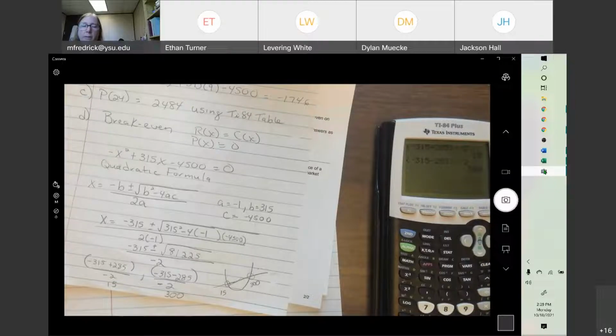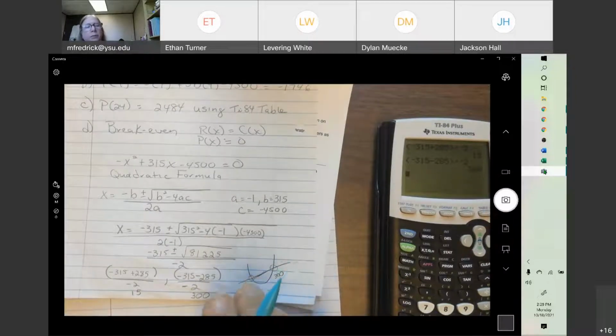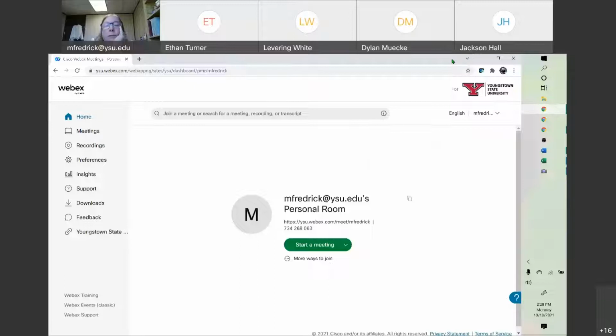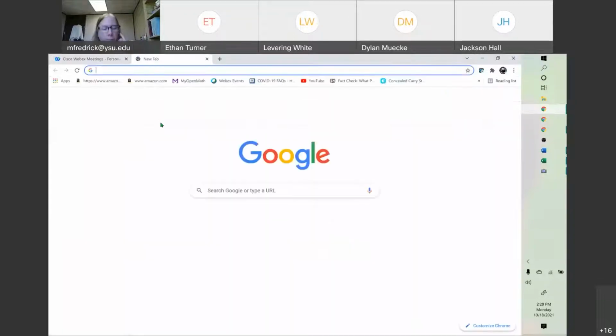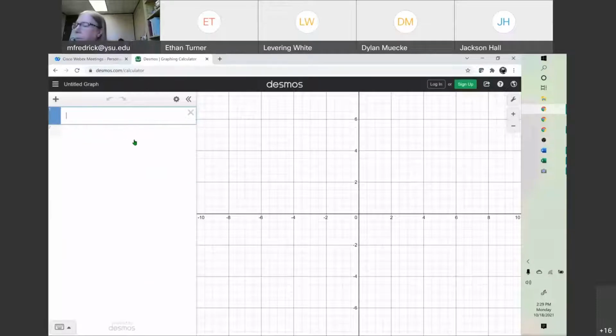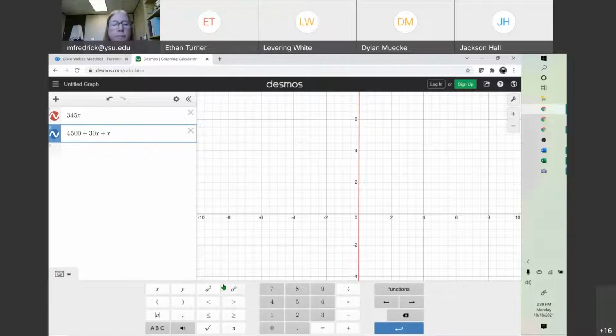Positive. I think we also found this on Desmos. If you wanted to use Desmos, you could. If we put our revenue, which was 345x, and the other one was 4,500 plus 30x plus x squared.